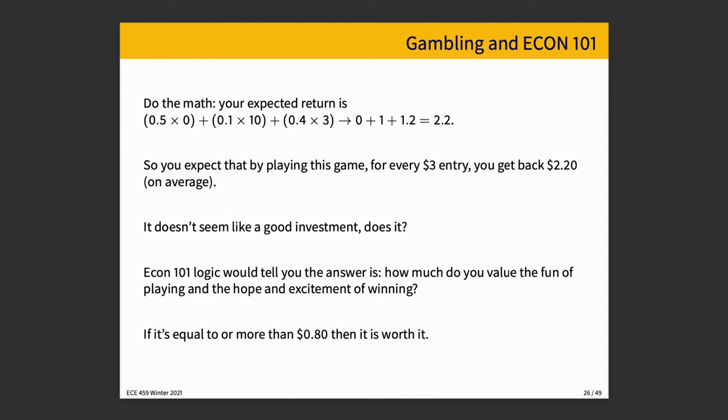I mean, it's easy to do the math because you can calculate the expected value, and your expected return is, for every $3 that you put in, there's a 50% chance it's 0, so 0.5 times 0. A 10% chance of getting $10, so 0.1 times 10, and a 40% chance of just getting your money back, so 0.4 times 3, which is 0 plus 1 plus 1.2, resulting in a total of 2.2. That is, for every time you play this game, on average, you expect to get back $2.20.